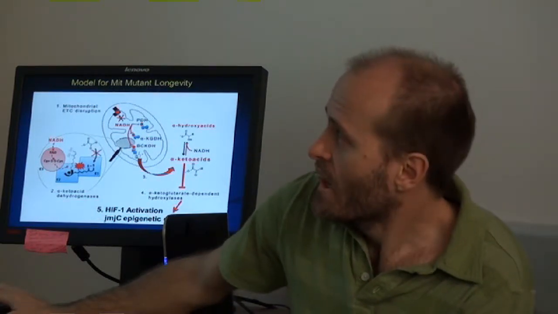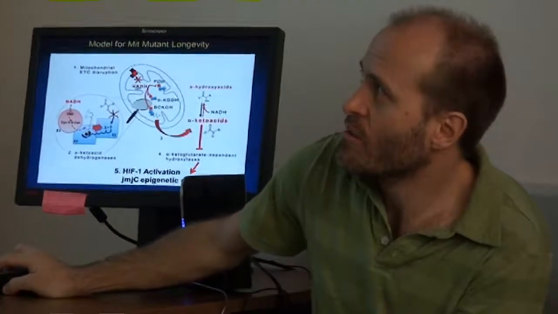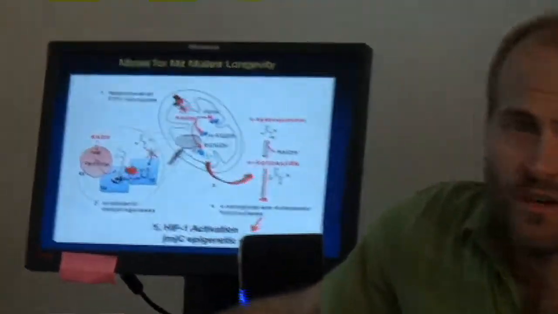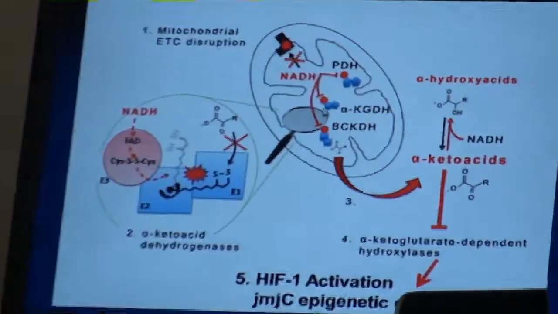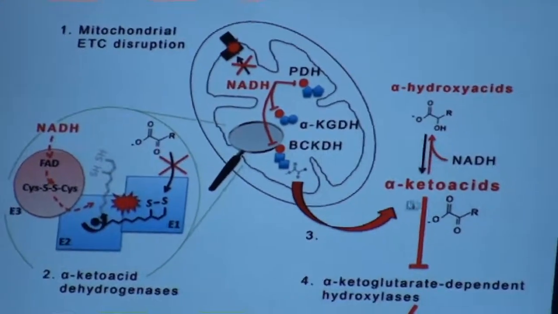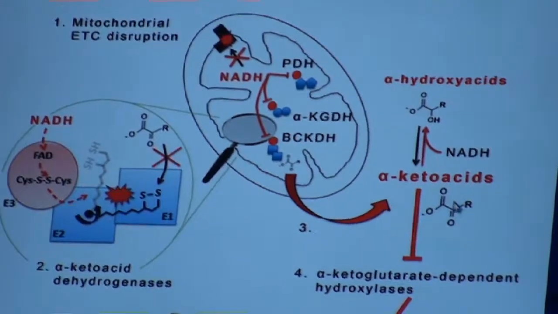Okay, so here's my last two slides. Here's what we think's going on for the mutants and our longevity. What we predict is that these electron transport chain mutants lead to a buildup of NADH. The NADH feeds backwards into these alpha-ketoacid dehydrogenases and blocks these 3 complexes. These leak out of the mitochondria, and the alpha-ketoacid substrates for these enzymes build up to high amounts.